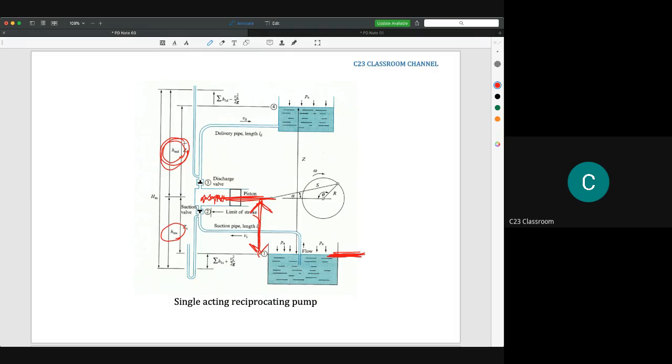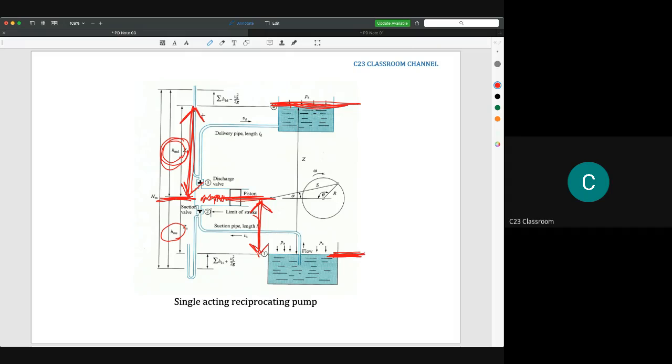At the same time, we have a delivery head. The delivery head means the height that water needs to be transferred. It is measured from the center line of the pump to the surface of the delivery tank. So this is the delivery head.